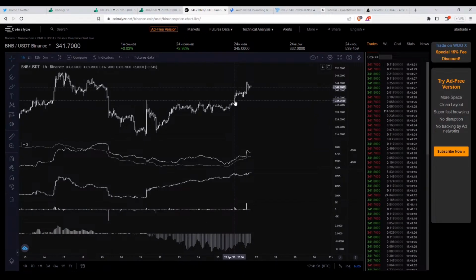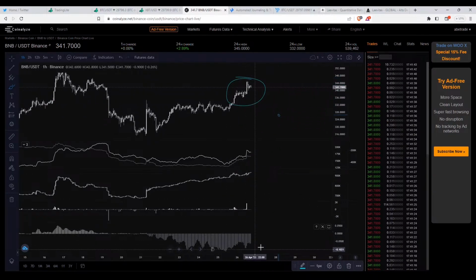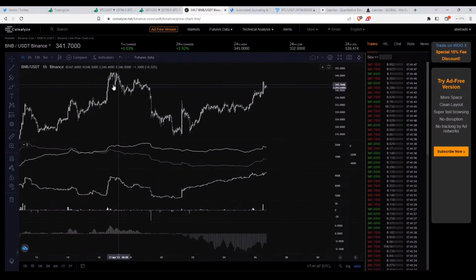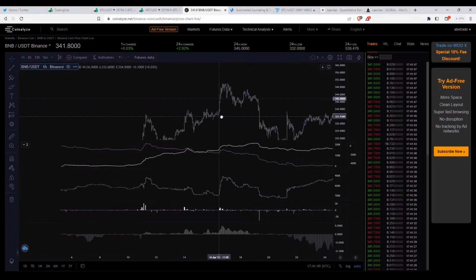This is basically the same move on Bitcoin, which did much more than this. So yeah, I think BNB would be maybe one of the things that I would be more looking to short.